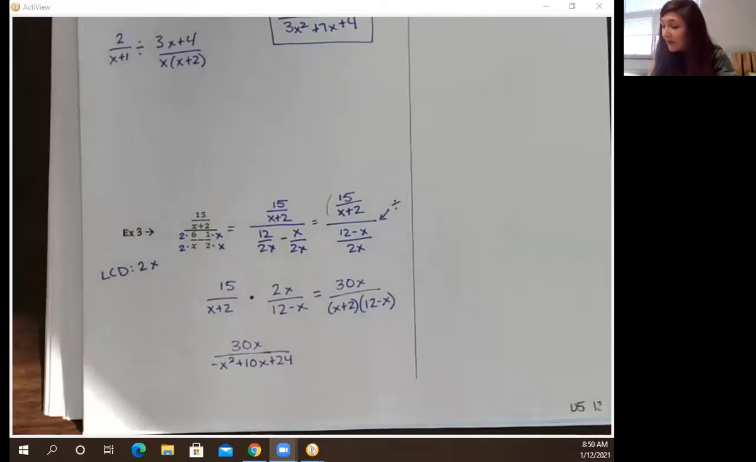Okay, and that's simplifying complex fractions from our notes on pages 12 and 13.